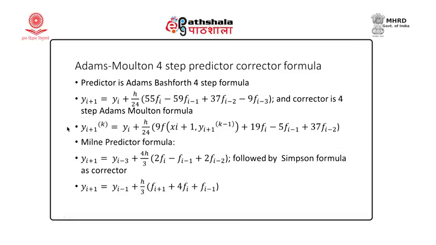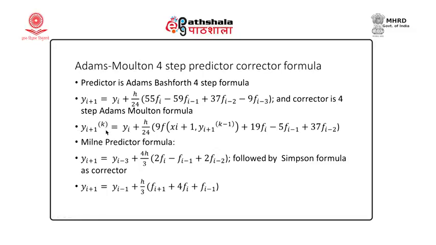This is the Adams-Moulton formula. Once this y i plus 1 is obtained in the first iteration, it becomes the input for the second iteration. So, with this new y i plus 1, f of x i plus 1, y i plus 1 will be calculated, and again you get y i plus 1. This new y i plus 1 will be compared with the older y i plus 1. If the absolute value of the difference is less than the epsilon tolerance limit, we will stop.